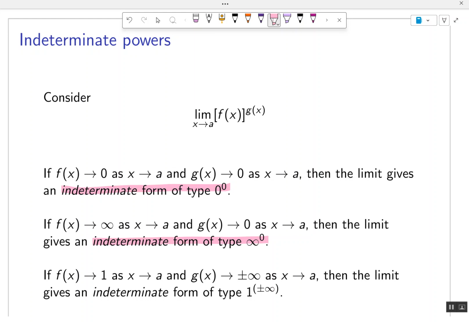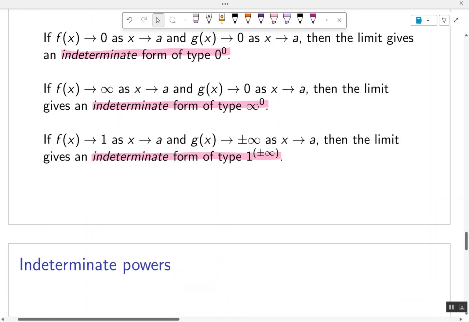And here, if f goes to 1 and g goes to plus or minus infinity, then we have yet another indeterminate form of the type 1 to the infinity or negative infinity. The point is that we can't calculate what these numbers are. We cannot determine what they are. Even though anything to the power of 0 is 1, we don't know whether that's true when that base is 0. And we don't know whether that's true when the base is infinity. These are numbers that we can't compute.